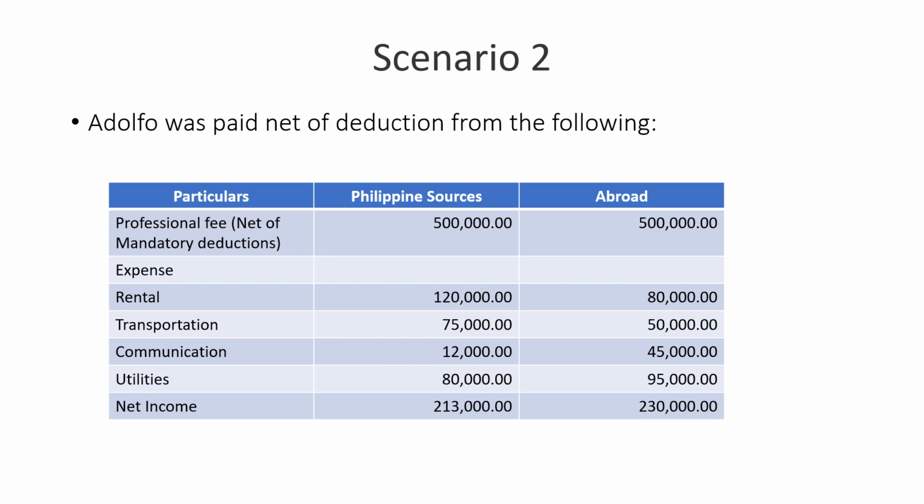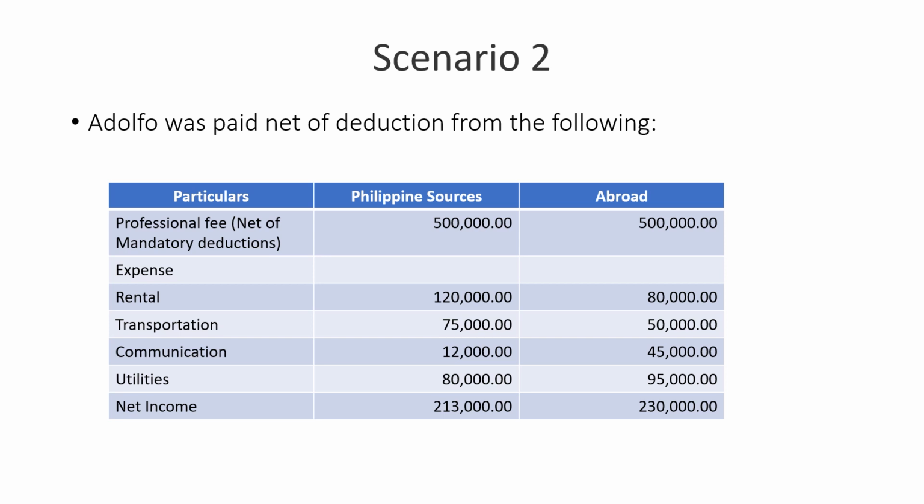Okay? So, two scenario tayo. Second scenario, Adolfo was paid the following net of deductions. So, we have professional fee, 500, sources Philippines, and then 500 and abroad. Expenses, so meron siyang rental expense na 120 here, 80 sa abroad, and then transportation, 75,000 here, 50,000 sa abroad. Communication, utilities, and so on. So, yung net income niya, Philippines, 213, sa abroad, 230.